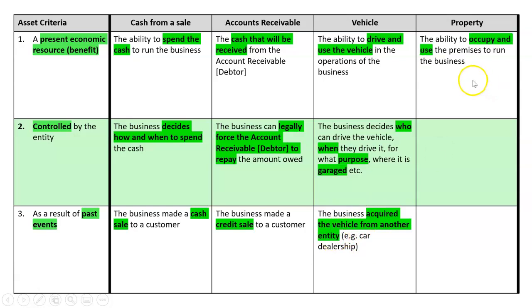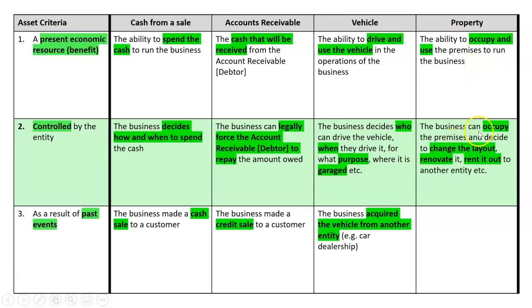And lastly, what about a property? Not a property we rent. Rent wouldn't be control. I'm talking about a property that we buy. The economic benefit that we get from that is the ability to occupy and use the premises to run our business. That is an economic benefit, to use a property. It is controlled by us. So we're not talking about properties that we rent from other people.